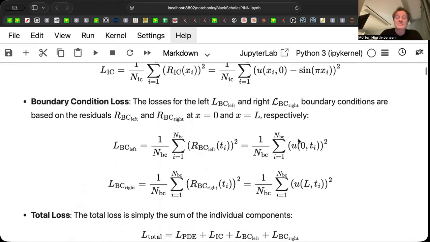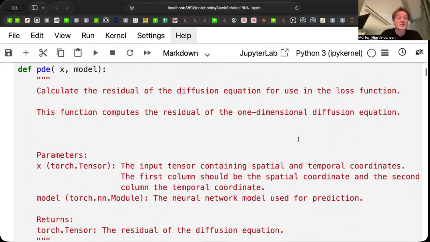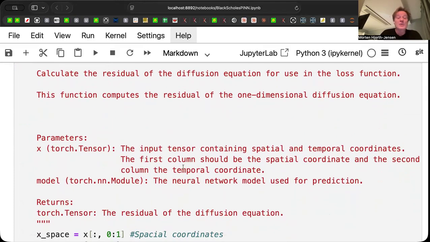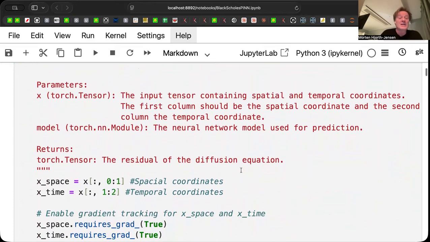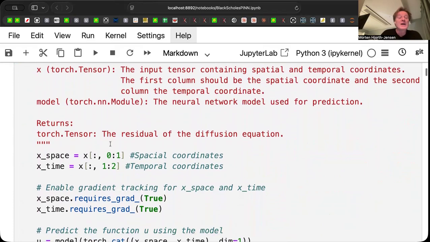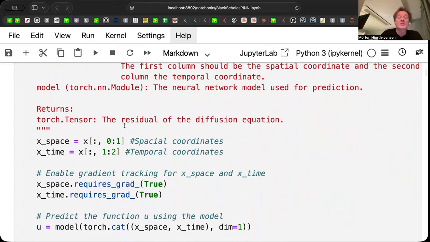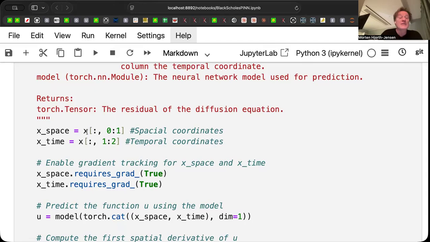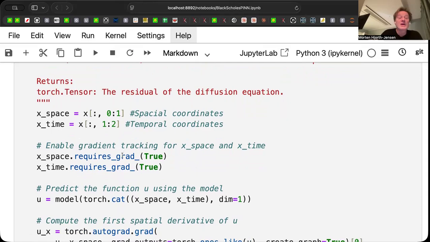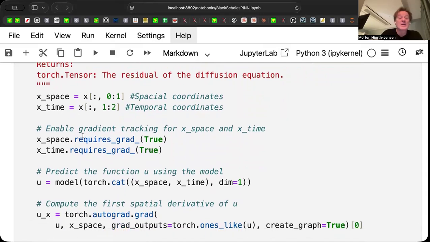So let's now go back to this code, which is called def PDE, and we need the input tensor containing spatial and temporal coordinates, where the first column represents the spatial coordinates and the second column the time coordinates. And then the neural network which is used for the prediction is simply given by this torch neural network module here. Then we set up the residual of the diffusion equation. So we need to set up the spatial coordinates and the time coordinates, and we are setting up the gradients, the variables in time and space.